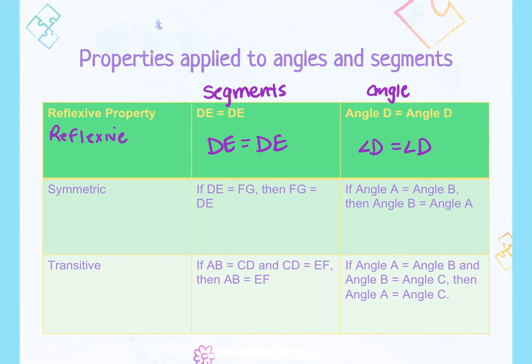And then the transitive property can also be applied to segments and angles. If AB equals CD and CD equals EF, then AB equals EF. You take out the repeated part with transitive. So if angle A equals angle B and angle B equals angle C, then angle A equals angle C. So all of these properties can also be applied to segments and angles in addition to an algebraic statement.